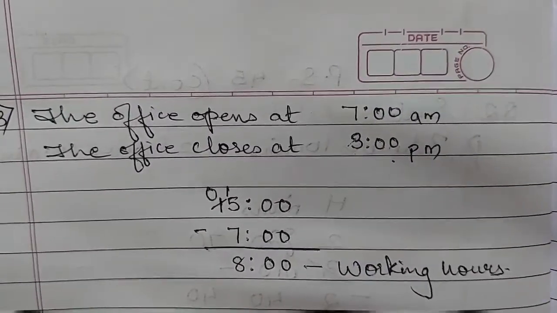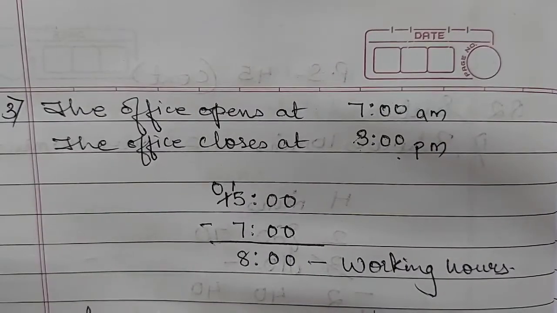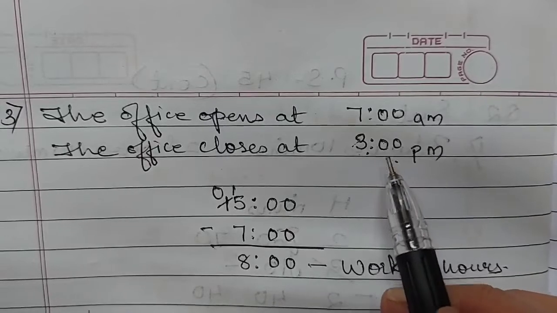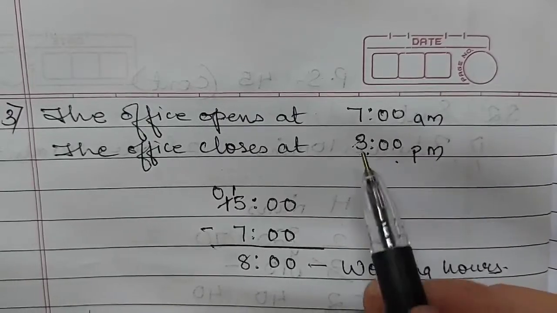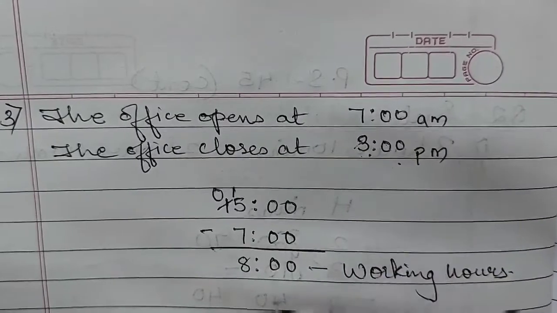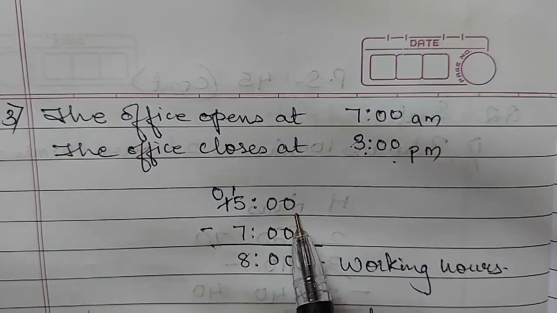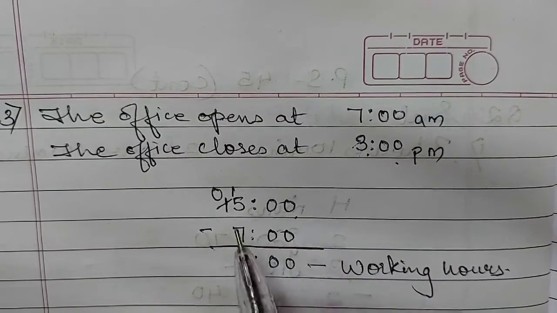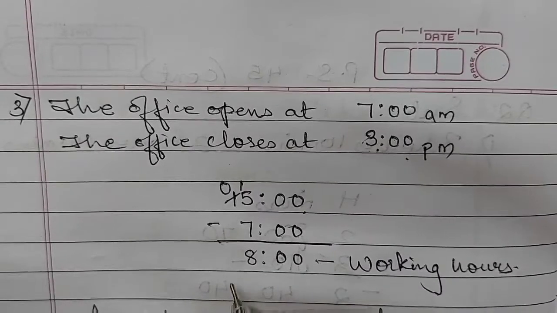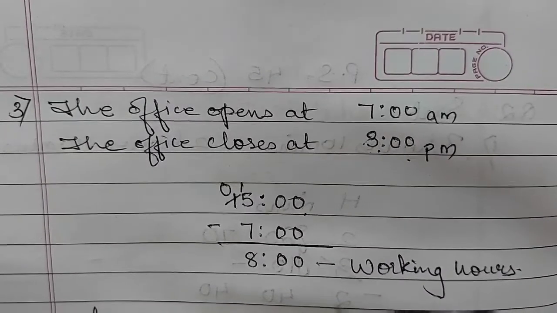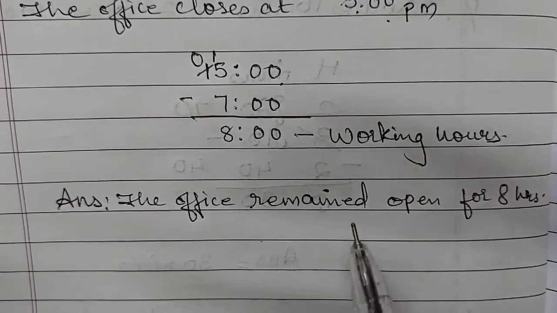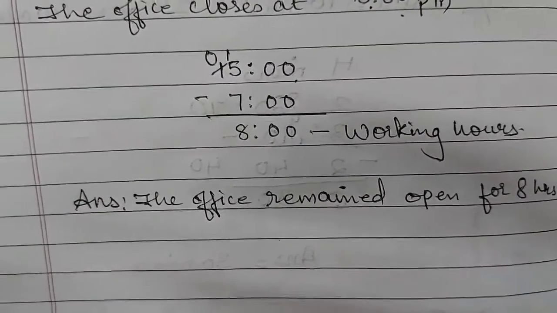Just converted the time into 24-hour clock. That's it. Now this 3. Now how to find out in the 24-hour clock? I have explained earlier. Just add 12 to it. Now 12 plus 3 becomes 15. So it closes at 15. The bigger number is written up. So 15 minus 7 is equals to 8. So 8 hours is the working time of the office. That's why we wrote the office remained open for 8 hours.